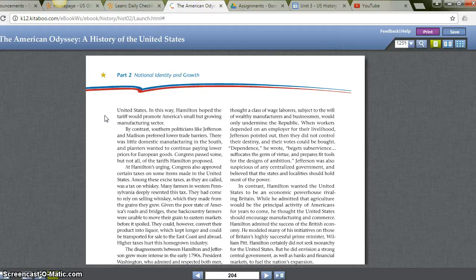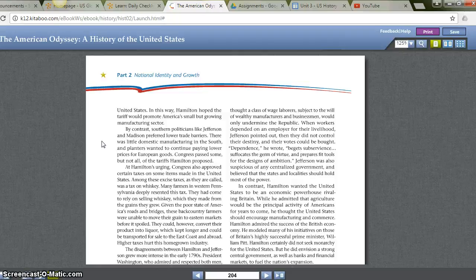By contrast, Southern politicians like Jefferson and Madison preferred lower trade barriers. There was little domestic manufacturing in the South, and planters wanted to continue paying lower prices for European goods. Congress passed some, but not all, of the tariffs Hamilton proposed. At Hamilton's urging, Congress also approved certain taxes on some items made in the United States. Among these excise taxes, as they are called, was a tax on whiskey.